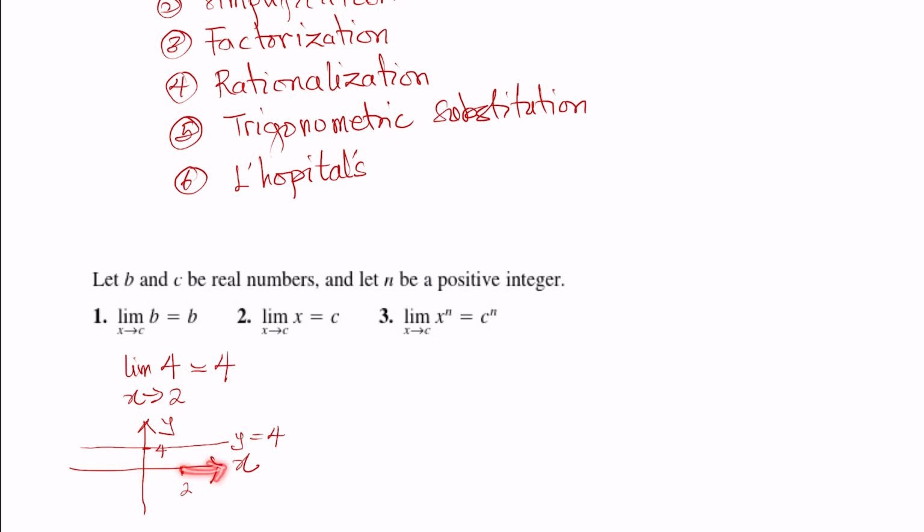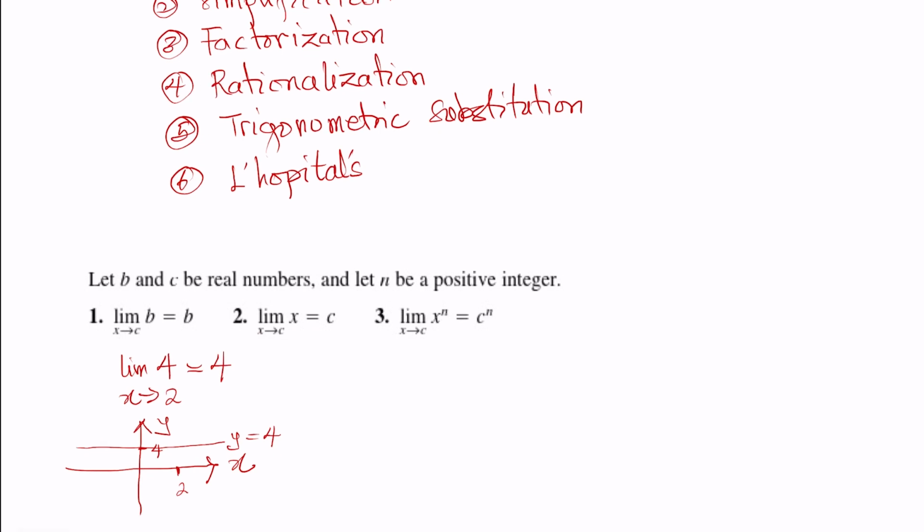So as we approach 2 from the right, the value we have on the y-axis is 4. And as we approach 2 from the left, the value again we have on the y-axis is also 4. So this tells us that the limit would definitely be 4. So if you have a constant, the limit of a constant as x approaches another constant is the same constant. Then number 2, we want to find the limit of x as x approaches C.